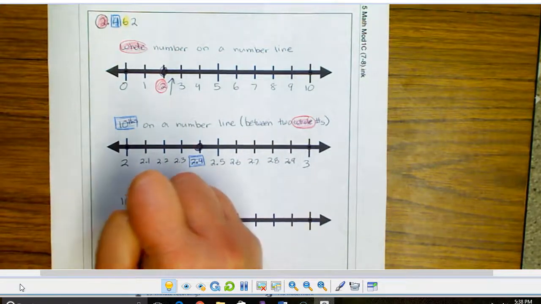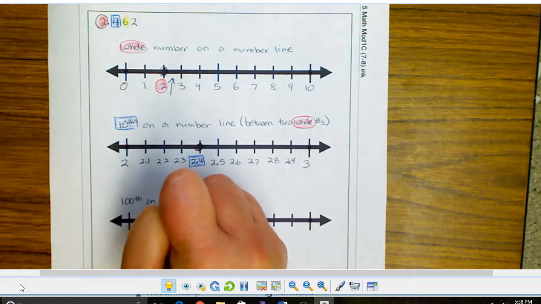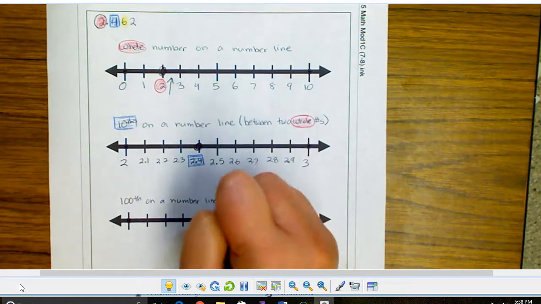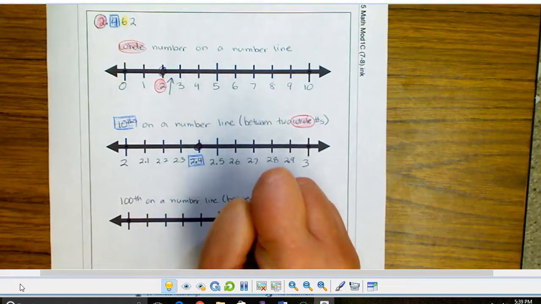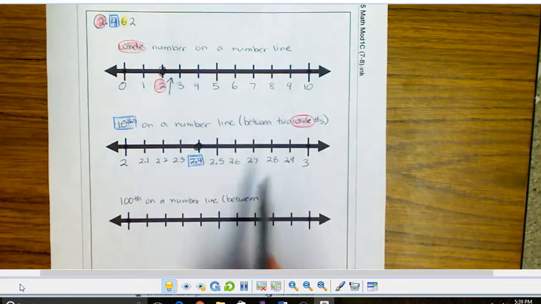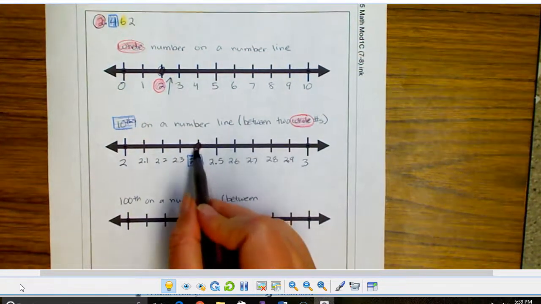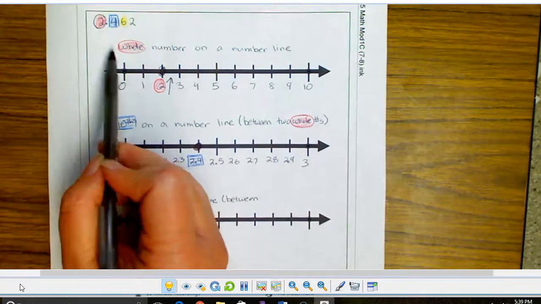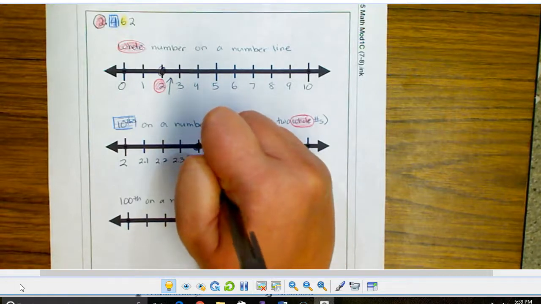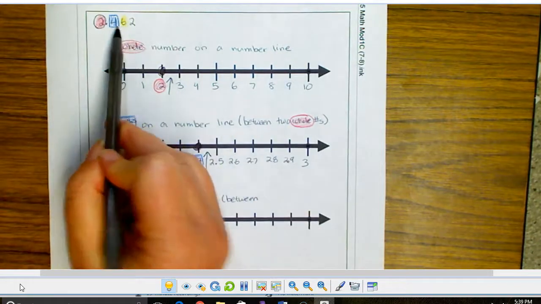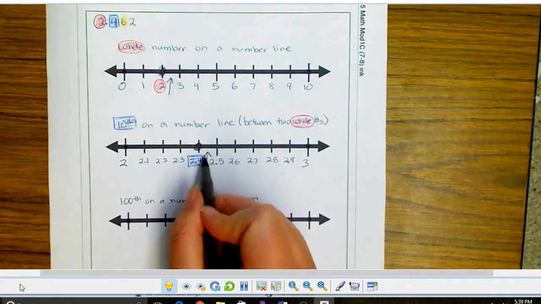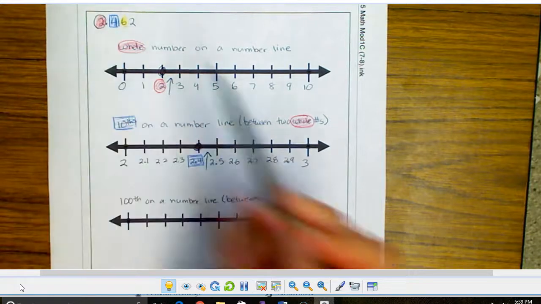So hundredths on a number line come between, all right, well, tenths came between 2 whole numbers, so hundredths are going to come between 2 tenths. Where are we going to find 2 and 46 hundredths? Somewhere in here. Right? 2.46 is a little bit more than 2.4, but not quite 2.5. So somewhere in here lies 2.46.